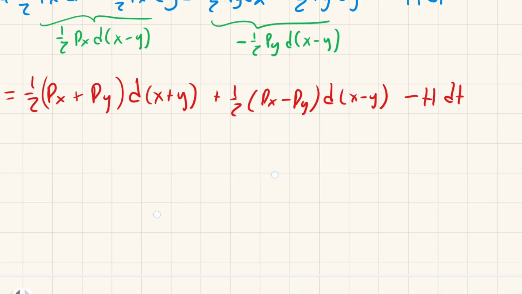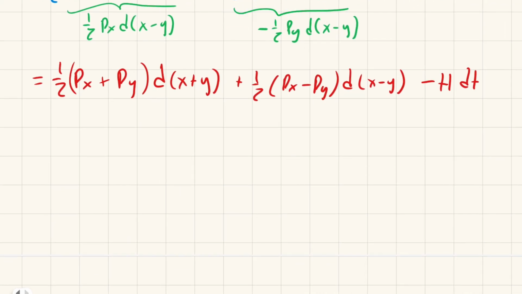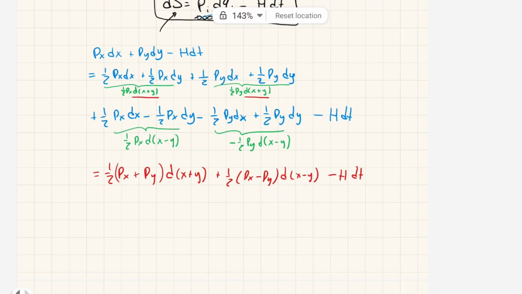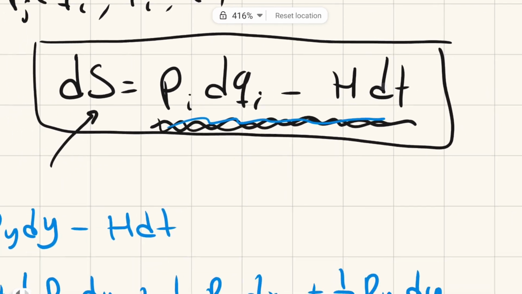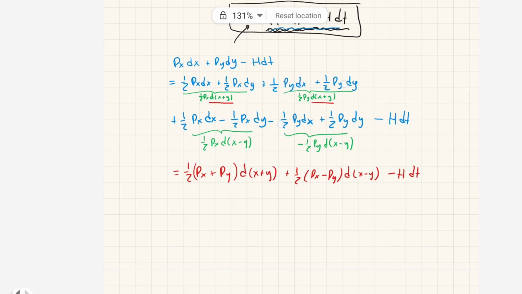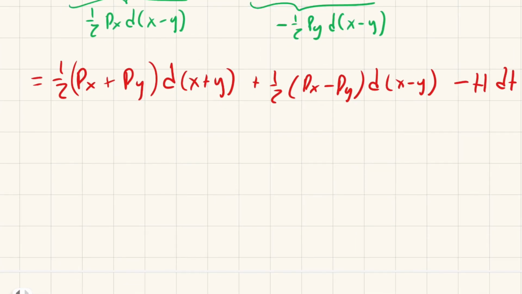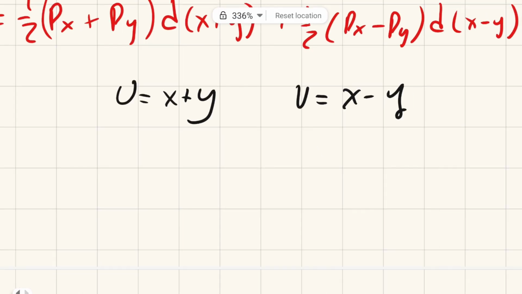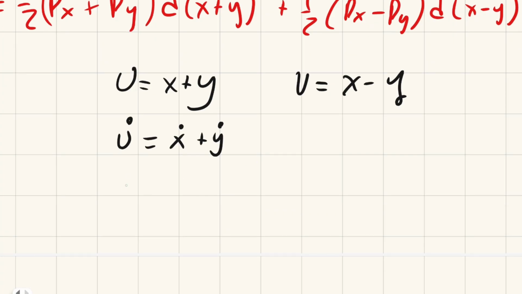Okay, so in this structure, we already have this definition for the differential of the solution to the Hamilton-Jacobi equation. I mean that, let's say, for example, that we take the change of variable u equals x plus y, and maybe v equals x minus y. What happens with this? You can very easily see that, for example, let's take u dot equals x dot plus y dot and multiply by m on both sides to get m u dot equals m x dot plus m y dot.